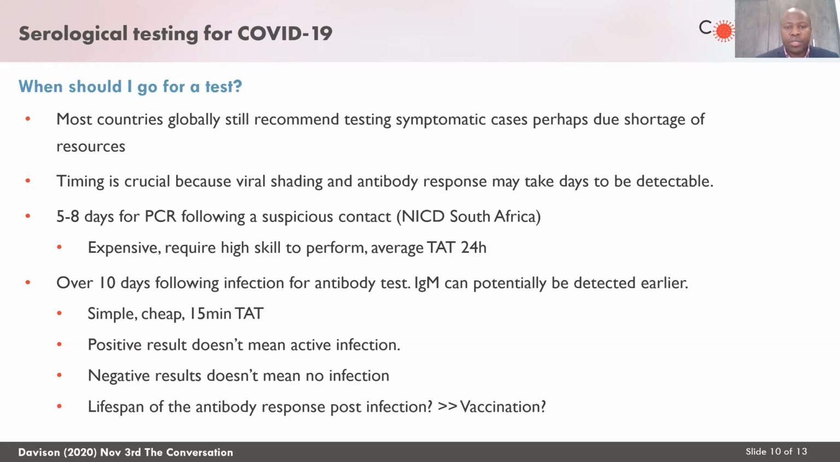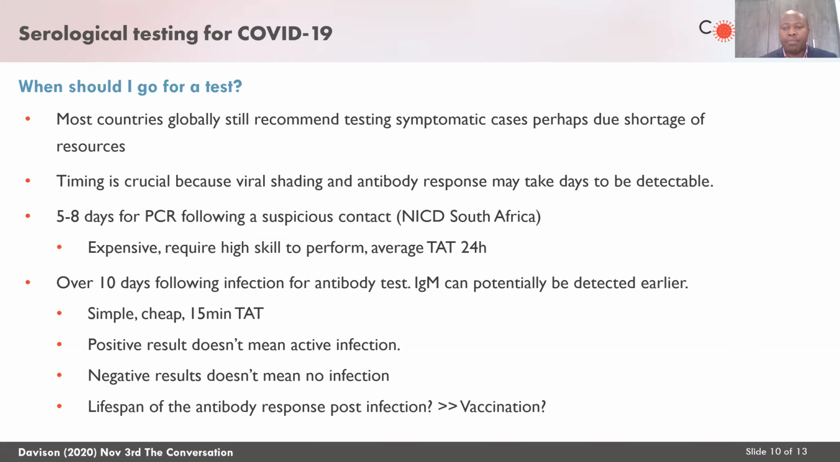So as we mentioned before, when should someone go for the serological test? So timing is crucial because viral shedding and antibody response may take days to be detectable. So 5 to 8 days for PCR following suspicious contact. That's recommended by NICD South Africa. The PCRs are expensive and the turnaround time is 24 hours. And then over 10 days following infection, antibody tests can be useful.